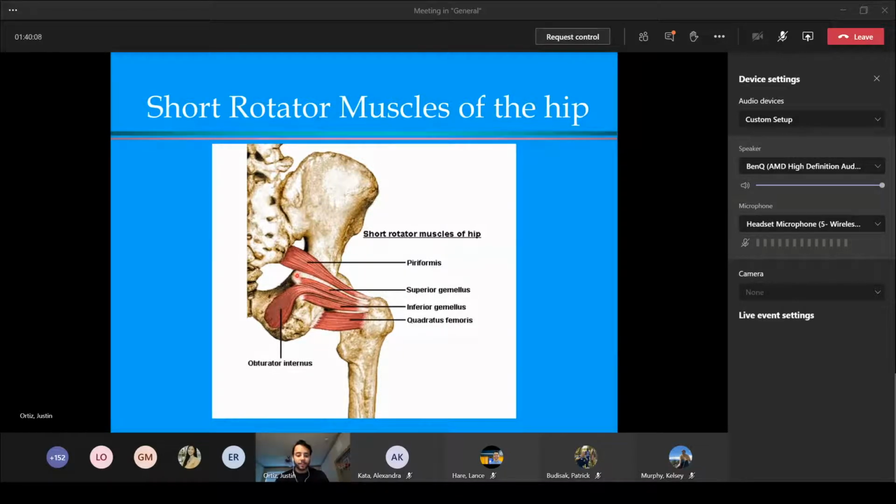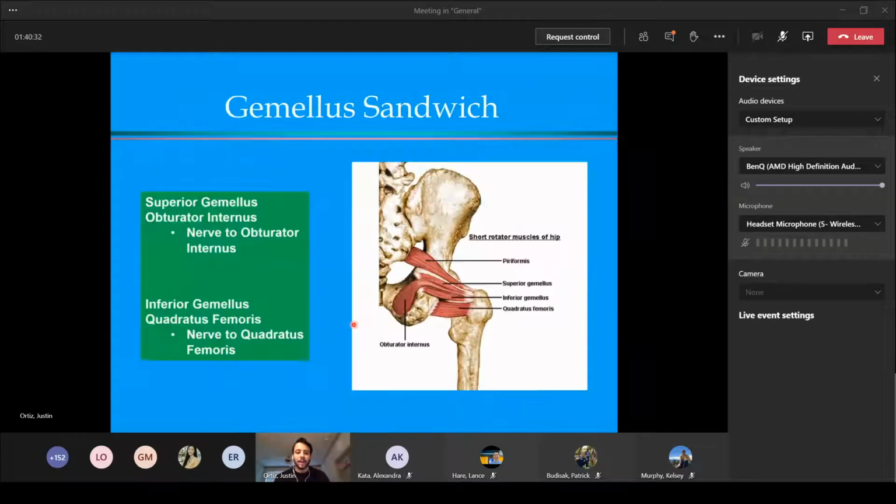Superior gemellus will get the ischial spine, which is located right here. So they go to the greater trochanter. Obturator internus is just going to get the inner obturator membrane. It's going to go over here. Inferior gemellus is going to get ischial tuberosity, and then you have quadratus femoris, which is just going from the ischial tuberosity to the intertrochanteric crest area. But yeah, this picture is just to help you organize which ones are going to be from superior to inferior in regards to attachment as well.